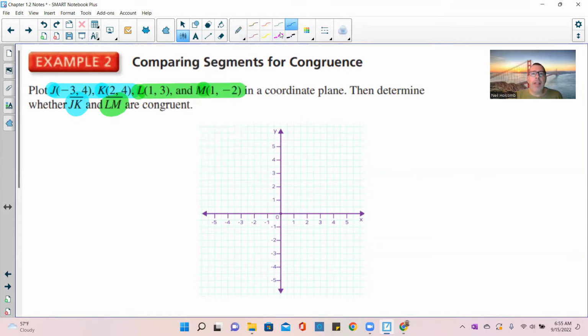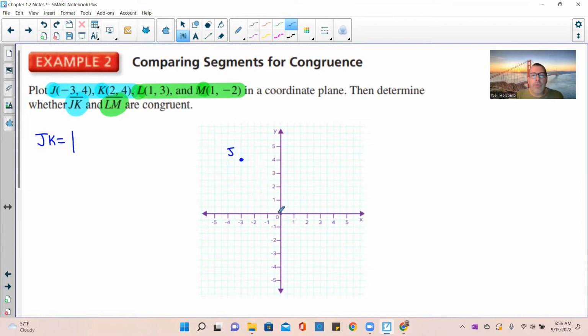Switch back to my pen. I will use blue for JK so it matches. So I'm going to say the length of JK. So JK equals the absolute value of one end. Well, actually, let's plot them first. It says plot them. So plotting J, which is -3, 4, would mean to go over 3 from the origin. You start at 0. The X value is left, right, and -3 means to go to -3. And then 4 means to go up to 4. So the point (-3, 4), which is right here, is where J is located.